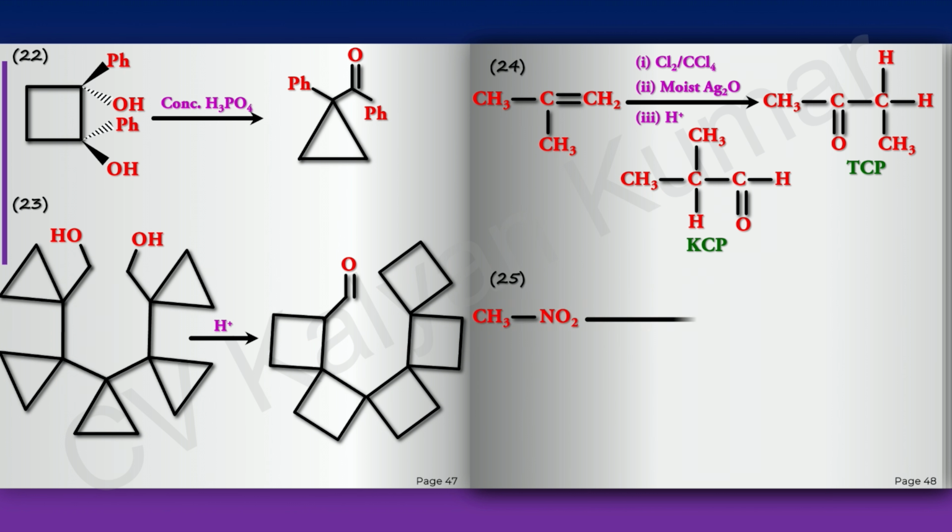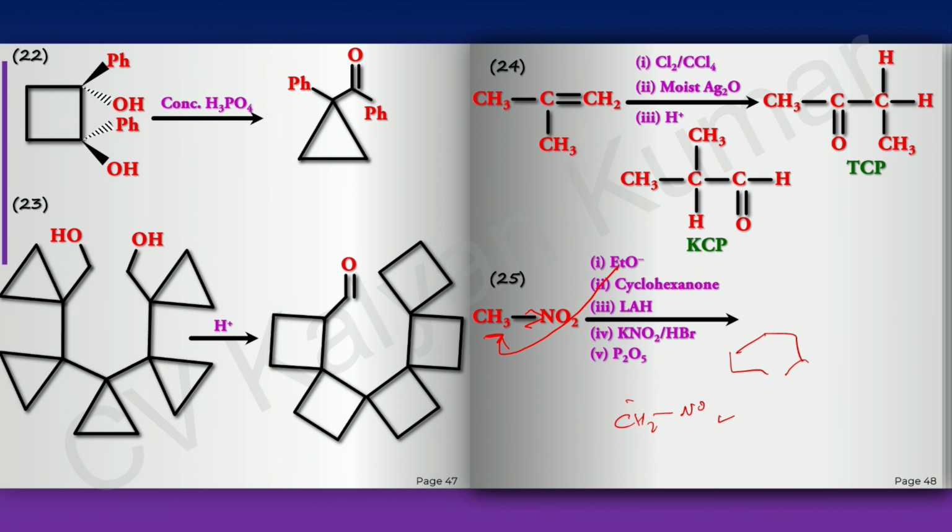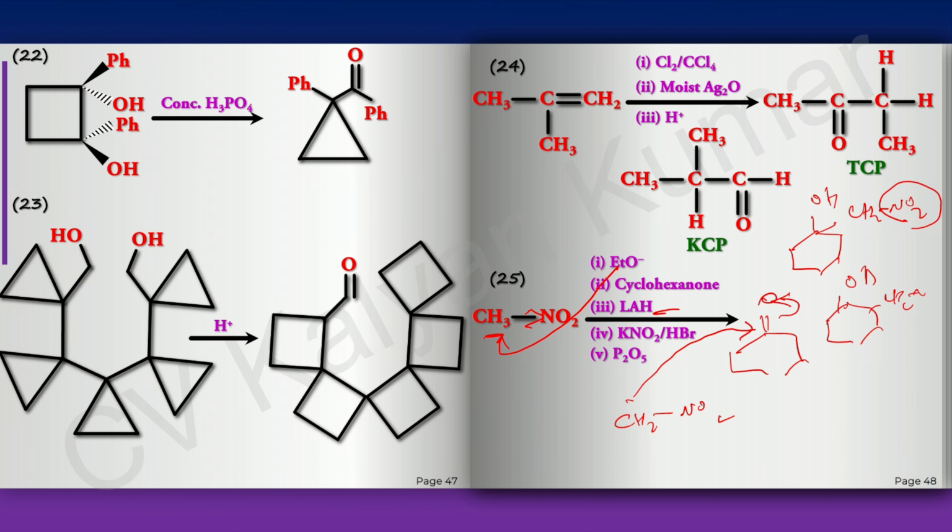What do you think will happen here in this sequence? Pause the video now. Now, ethoxide being a strong base and nitro being a withdrawing group will make this H acidic and this will take an H from here. So you will get CH2 negative NO2. What will it do with cyclohexanone? In cyclohexanone, it will attack this carbon as a nucleophile. This will go here and you add water and you get OH, CH2, NO2. What does LAH do? NO2 to NH2. So you will get OH, CH2, NH2.